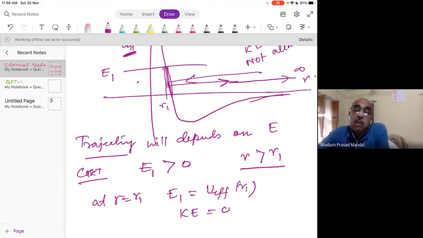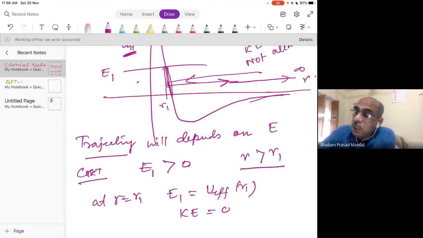Suppose I said you are not allowed to take a turn. Now you start from your hostel, and you are allowed to move on a straight line with no turning. Where will you reach? You will reach infinity, because you are not allowed to take a turn. So you will never return back. So this will be an open path.